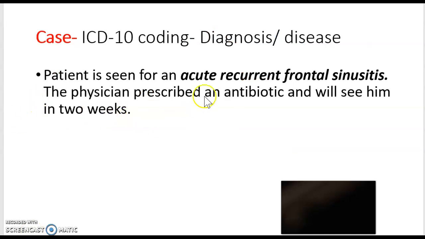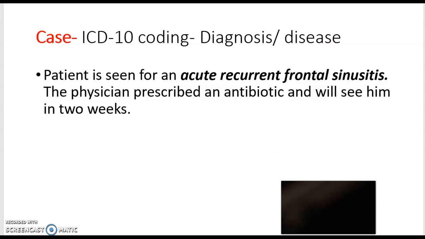Patient is seen for an acute recurrent frontal sinusitis. Physician prescribed an antibiotic and will see him in 2 weeks. So what are we coding for? Remember, we're coding for ICD-10, so we're looking for a problem. What is the problem? Acute recurrent frontal sinusitis. This is not a procedure. This is a diagnosis. So we will pick up our ICD-10 book for this.